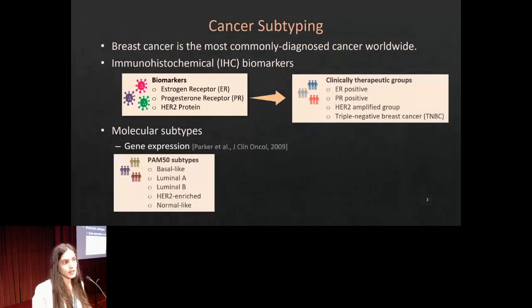Inspired from that, researchers studied molecular subtypes, which are differentiating characteristics in cancer. And in 2009, Parker et al. discovered that expression of 50 genes are very important to cluster breast tumor samples. Those are called PAM50 subtypes and considered as ground truth for many studies.